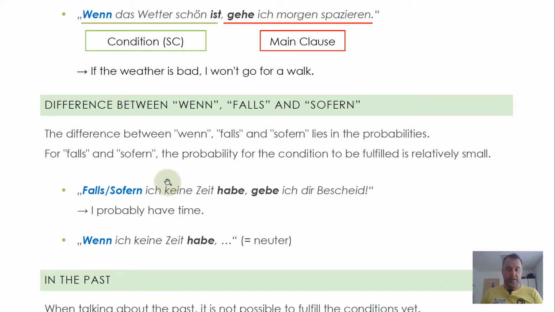For example, falls, sofern ich keine Zeit habe, gebe ich dir Bescheid. Meaning, if I don't have time, I will let you know. And here, compared to this, wenn ich keine Zeit habe, in English, you would probably translate this: so just in case, if I really don't have time, I will let you know. But the chances are much higher that I actually do have time. So I probably have time compared to this. This is like, I would say 50-50, but this one is like, just in case, I will let you know. If something comes up, then I will let you know. But probably I have time.